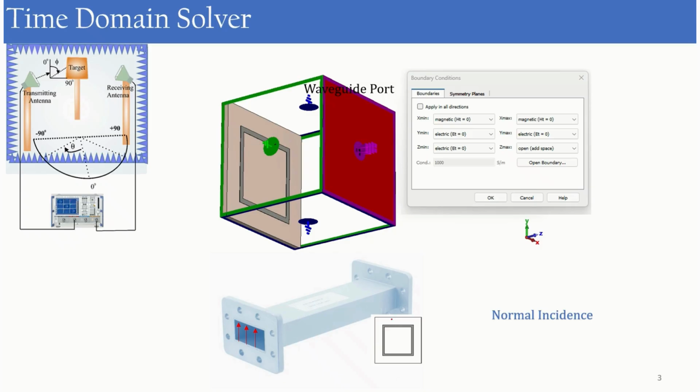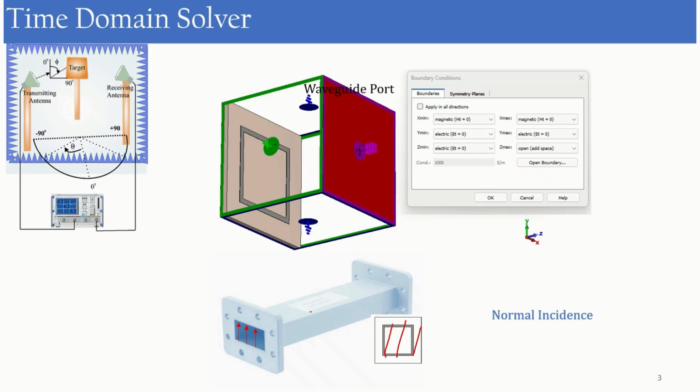Otherwise, if it is oriented 90 degrees, these boundary conditions have to be shifted. So if you have to use the time domain solver, you have to know in which orientation the electric field is acting for the unit cell patch. That is the main condition to use the time domain solver.